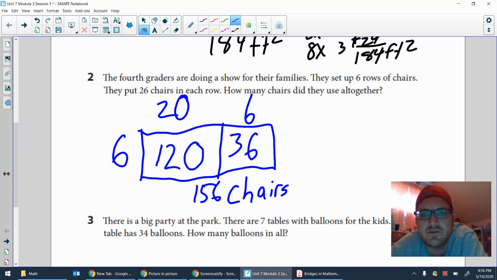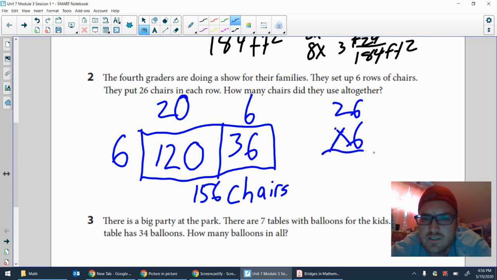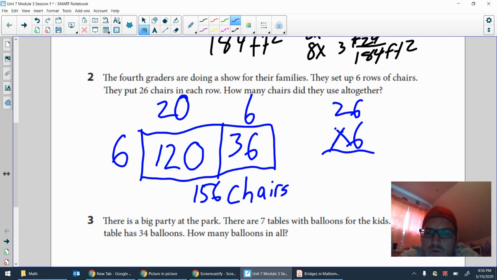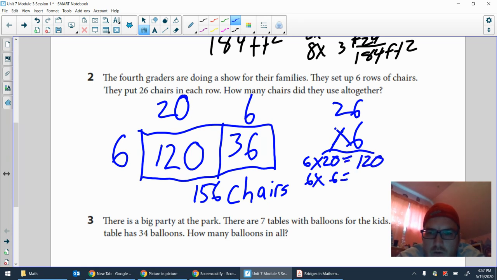All right, so there's our answer for that one. Once again, if you wanted to, you can show it like this, and we'd have 6 times 26. And with that, we do 6 times 20 and 6 times 6. And that will be our 120 and our 36. And it's set up nicely there for us to add them together to get 156 for that.